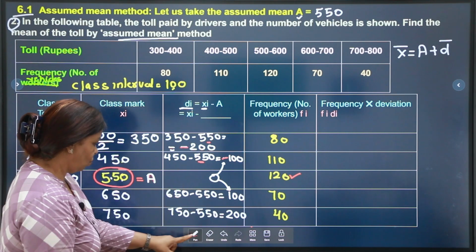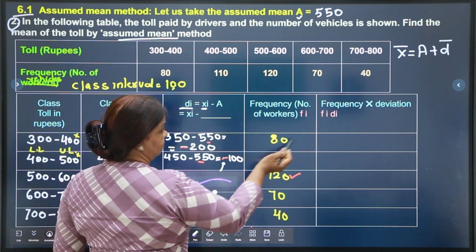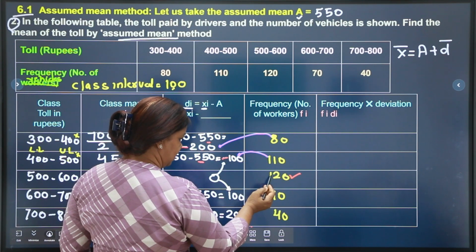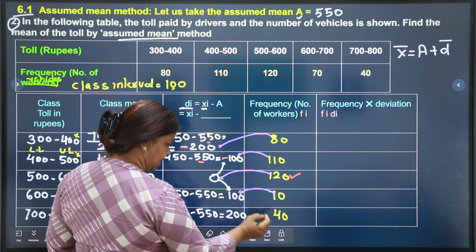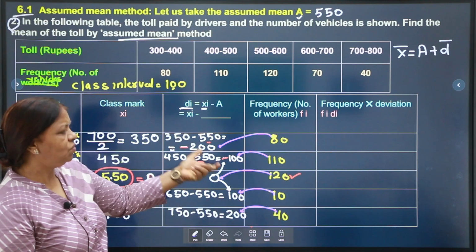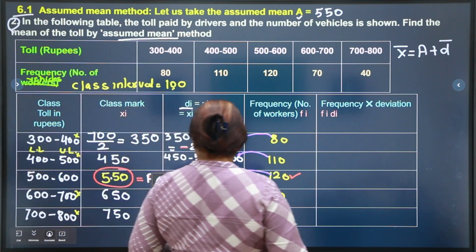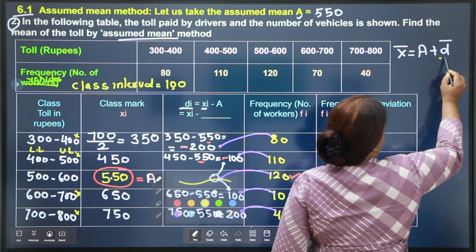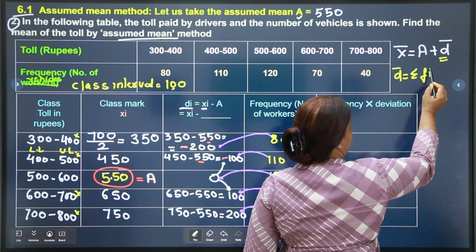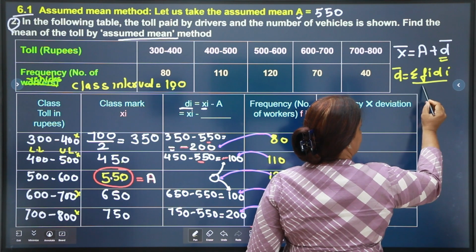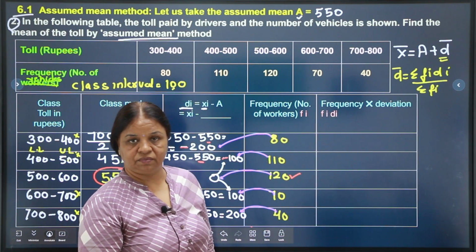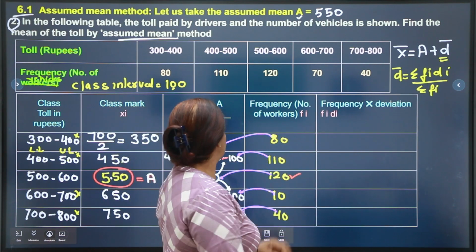Now we need to find out FiDi. FiDi means multiply this, multiply this, multiply this, multiply this and multiply this. Means di multiplied with frequency. And why do we want to find out FiDi? Because we want to find out the bar D value. And what is bar D? Bar D is summation of FiDi upon summation of Fi. And that is the reason we want to find out FiDi. Okay, so let's find out.